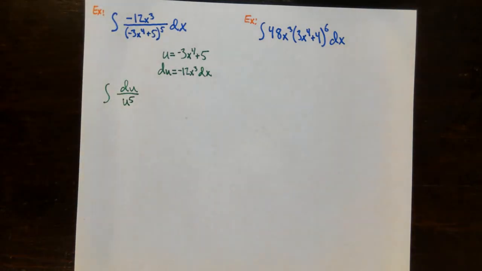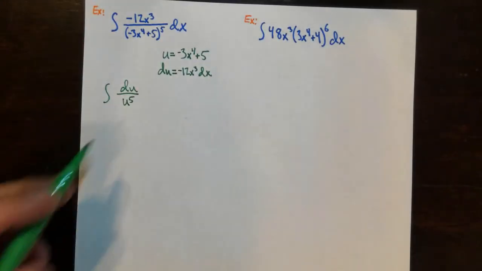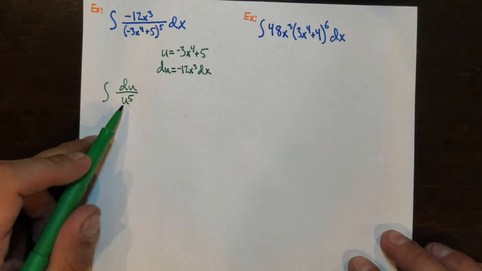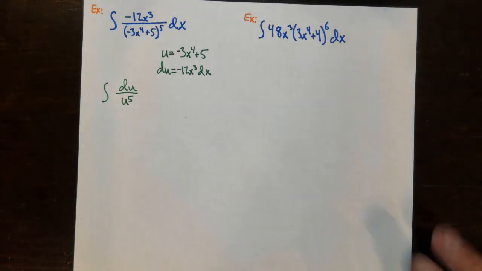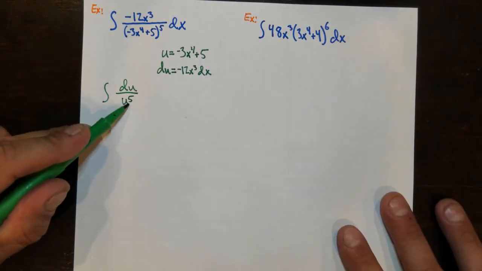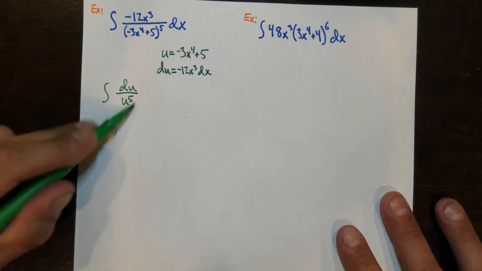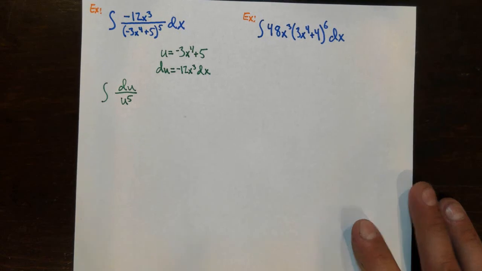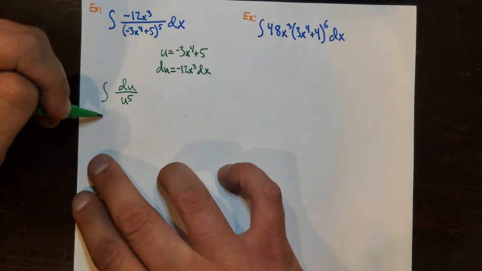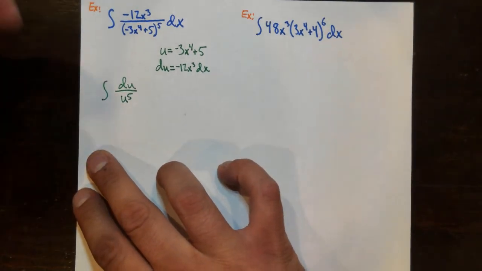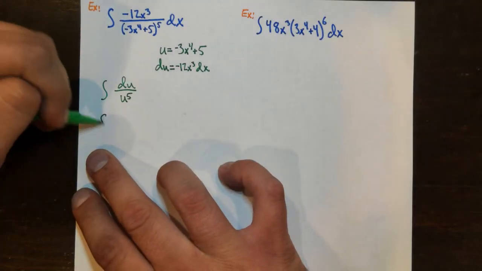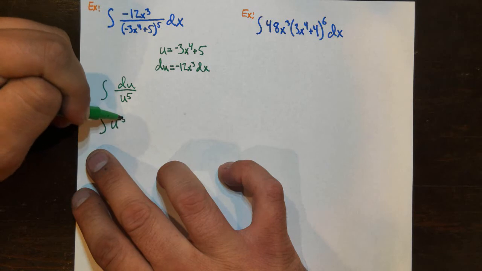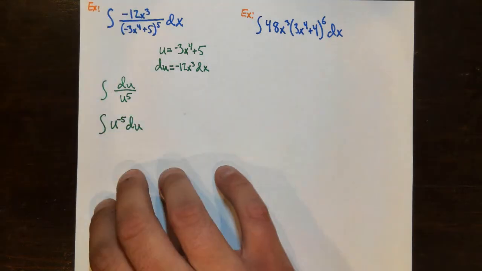Now, this is what I like doing when I have an exponent in the bottom. I like to convert it to a negative exponent. Remember, if we have a positive exponent on the bottom, we can take that whole thing to the top, and the exponent just becomes negative. So I'm going to do that, just to make life easier for us, so we can better clearly see what's going on. So I can say u to the negative 5th du.